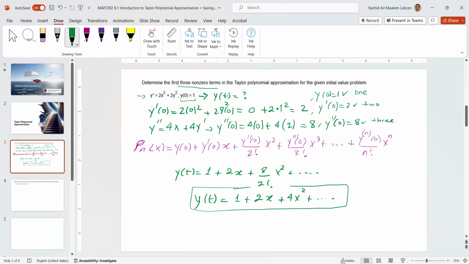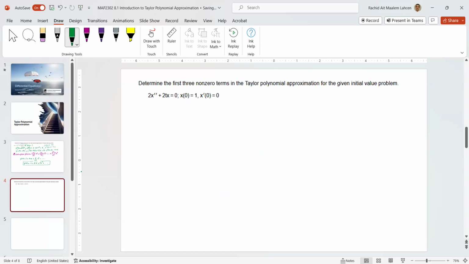Okay, so let's do one that's a little bit more involved, because this has just linear from the first degree there, and you have one initial condition. So let's do another one. This is a similar question. We need to find the solution to this using this Taylor polynomial approximation, and it is an initial value problem.